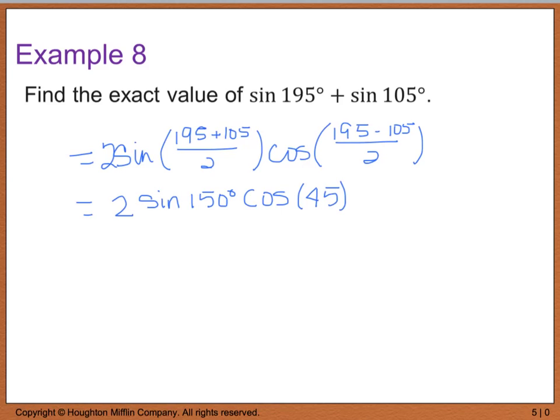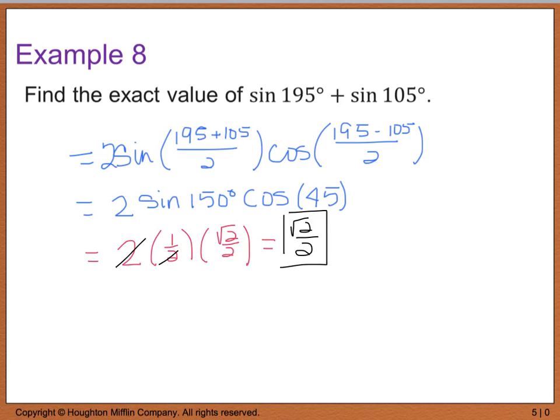Now we're going to have to pull out our trig skills, and we're going to say that the sine of 150 degrees is really 1/2, and the cosine of 45 is really the square root of 2 over 2. So when we multiply these together, our 2 and 1/2 are going to cancel, and we're going to be left with the square root of 2 over 2. And that's our exact value.